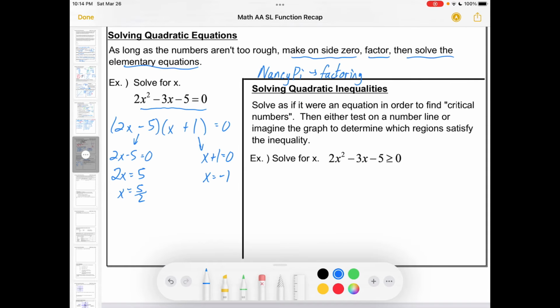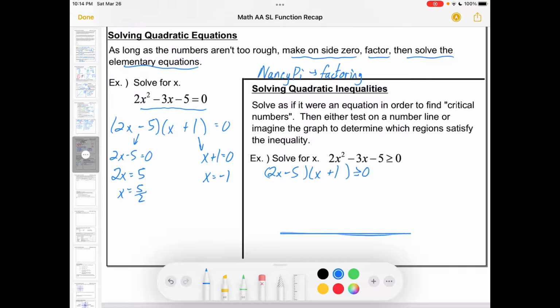Quadratic inequalities are also in the syllabus. So you can solve them close to the same way. We could factor here. And here, that would be greater than 0. So we're wondering, where is this greater than 0?